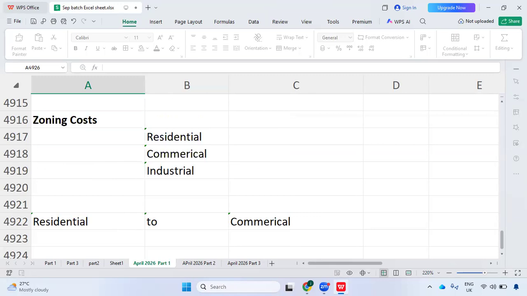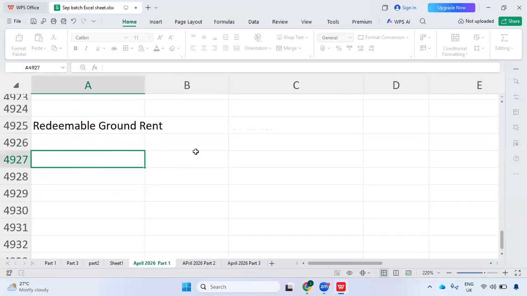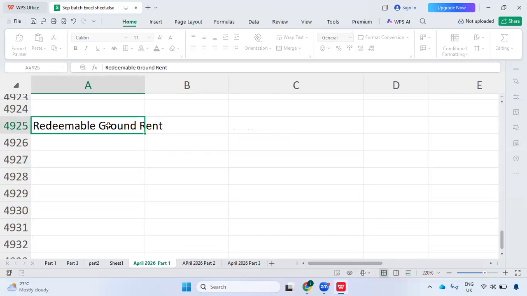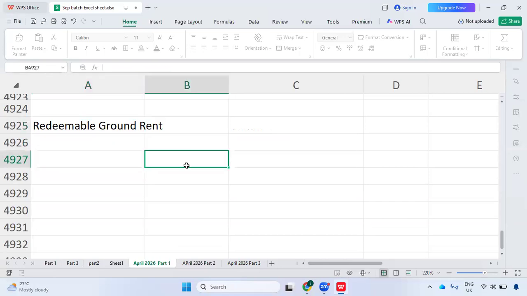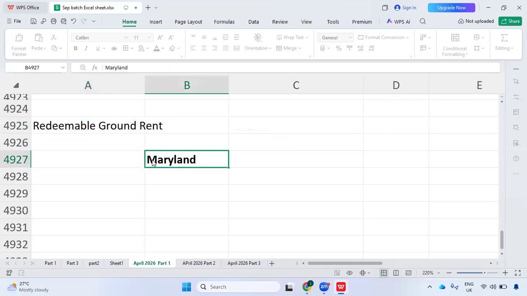And the next one, redeemable ground rent. We won't be seeing this in India, but it is there in the USA, and not in all the states. Only in a few states can we see this kind of fee. Generally this redeemable ground rent we can see specifically in Maryland. The topic is also about land. So what exactly are redeemable ground rent expenses?